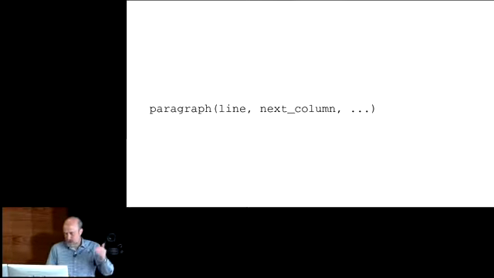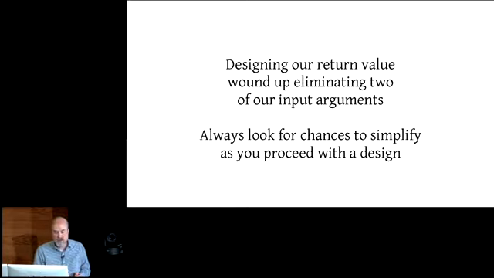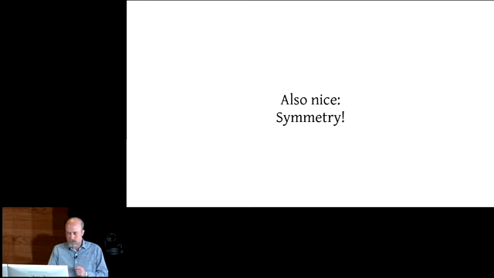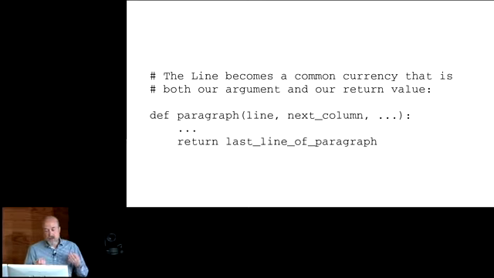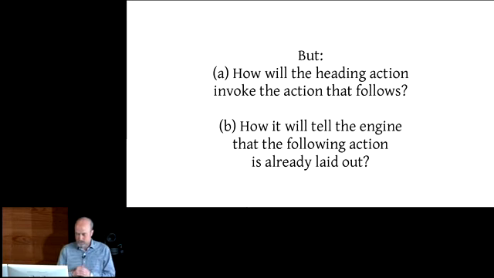I passed it in because it needs to append more lines, but it wound up carrying almost all the information the paragraph needs. In other words, designing our return value wound up eliminating two of our input arguments. Always look for chances to simplify as you proceed with a design. It's often pleasant how things simplify as you go along. Another nice thing is the symmetry that this concept of a line provides. The line becomes a common currency that's both our argument, we get one line passed in, and our return value, as we return a new terminal line back out.